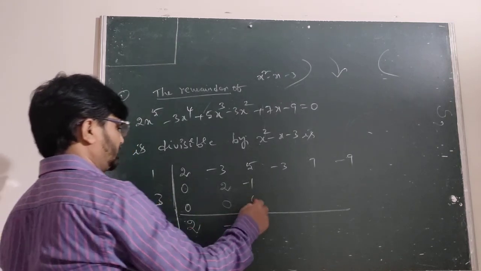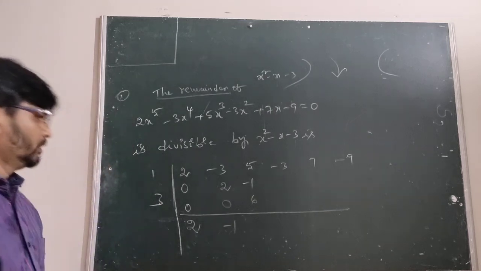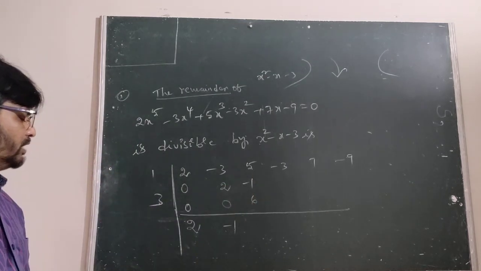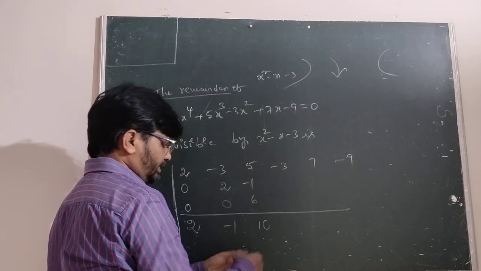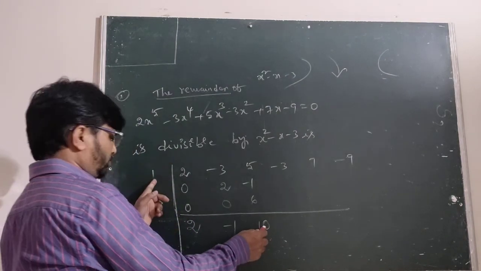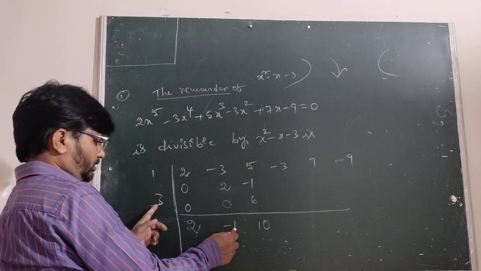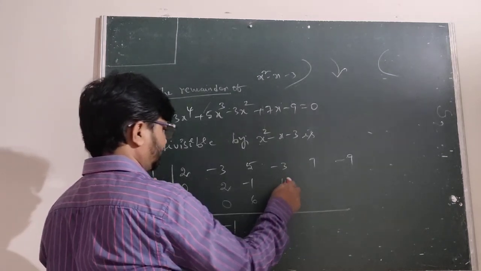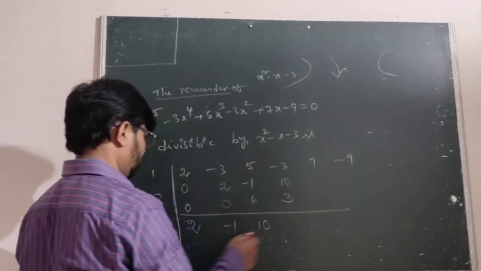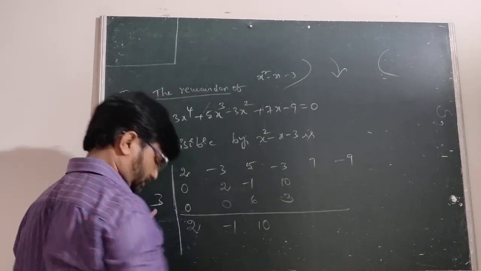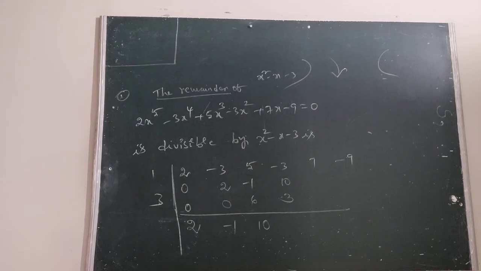3 into 2 is 6. Now adding this, 6 plus 5 is 11. 11 minus 1 is 10. Now this 10 is multiplied with 1, and minus 1 is multiplied with 3. 10 into 1 is 10. Minus 1 into 3 is minus 3.